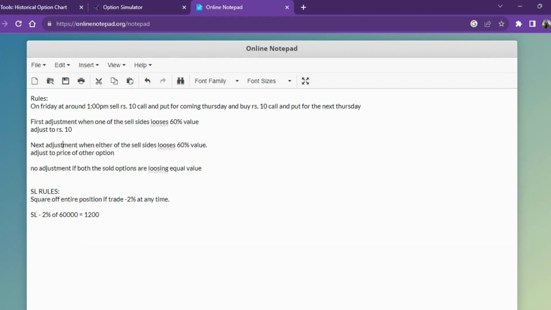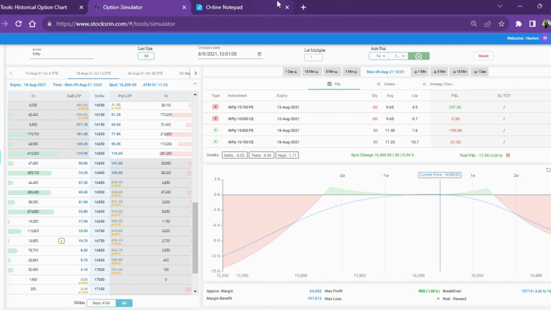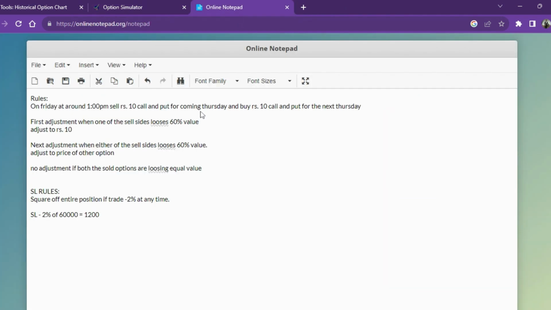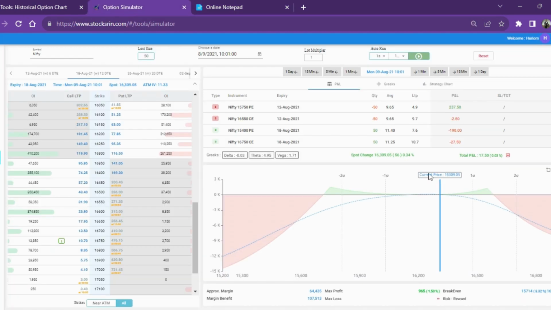Okay, and one more thing. So let's calculate how much it would be. As we have sold around 9.65, we need it to lose 60% of its value. So we'll do one thing: 0.4 times 9.65. So let's calculate that. So that's around 3.8. So we'll take around 3.9. So we'll make the first adjustment at 3.9 rupees. So now that we have got our adjustment price, let's go ahead.